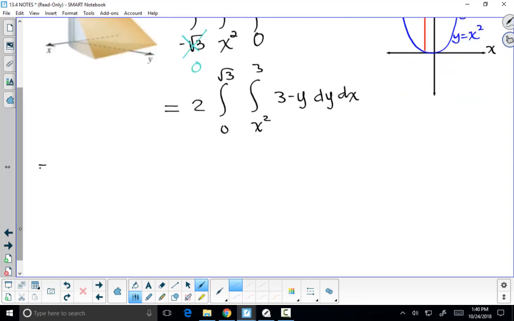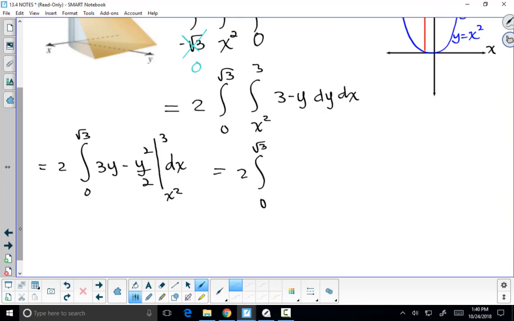Integrate that with respect to y. We get 3y minus y squared over 2 dx, and that's going to go from x squared to 3. Plug in the 3 first. When we plug in the 3, what do we get? 9 minus 9 halves, so 9 minus 4 1/2, so 4 1/2, I think. So we get 9 halves minus 3x squared plus x to the 4th over 2 dx.